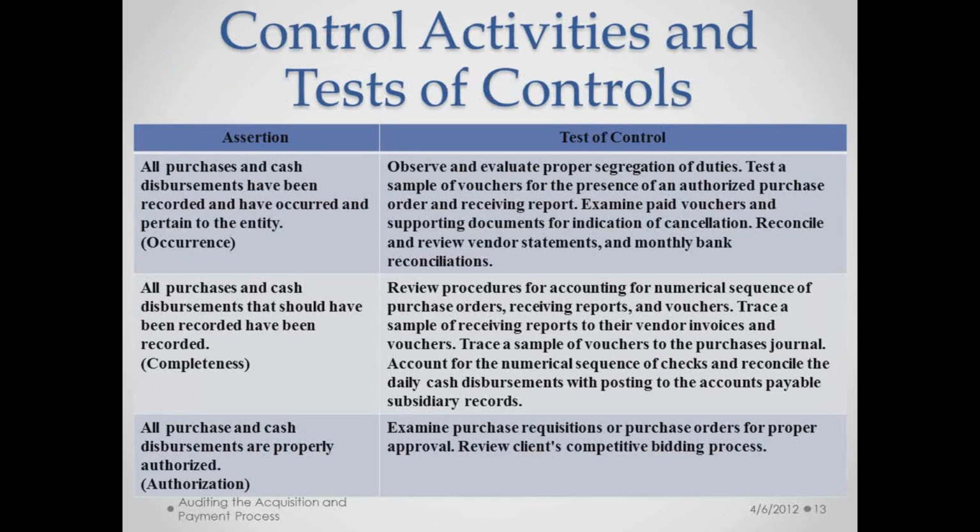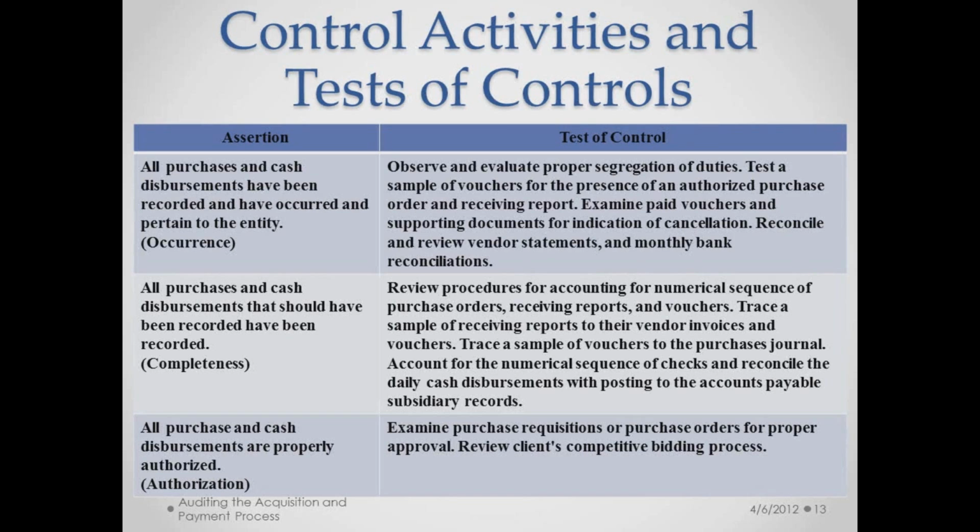So some of the controls that are important in this cycle would be, let's look at, again, we go back to the assertions. And so the first assertion is occurrence, right? So all purchases and cash disbursements have been recorded and they have occurred. So they're valid, essentially. That's what we're saying. That for the transactions that have been reflected, the disbursements, the acquisitions, that they're valid transactions.